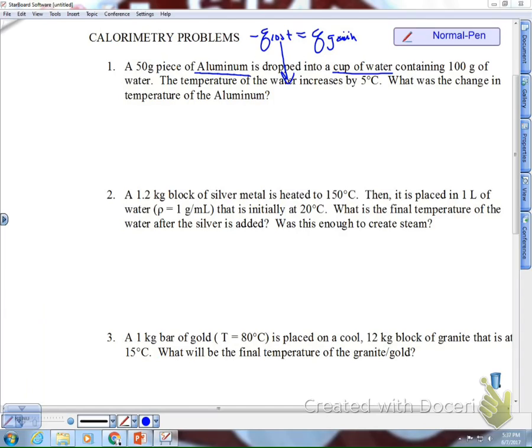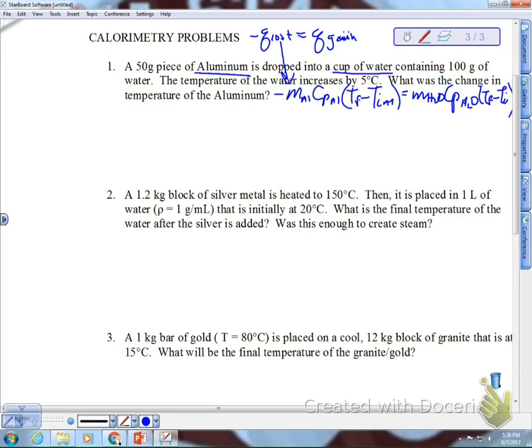And let's redo that. Okay, so this is going to be minus, because aluminum is losing the heat, mass of aluminum, specific heat of aluminum, and then TF minus TI for aluminum. Water will gain this, so we'll have mass of water, specific heat of water, and then again TF minus TI of water.